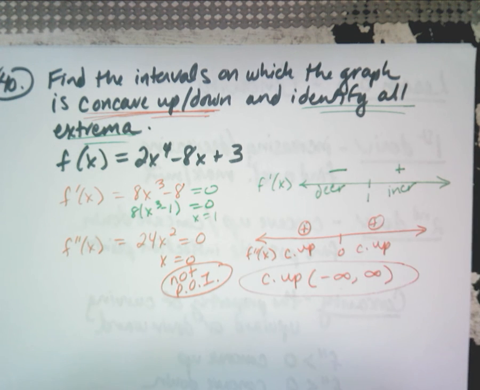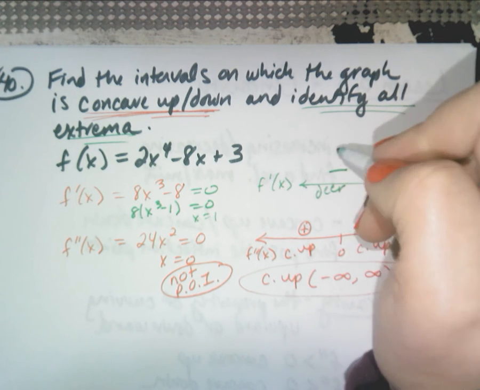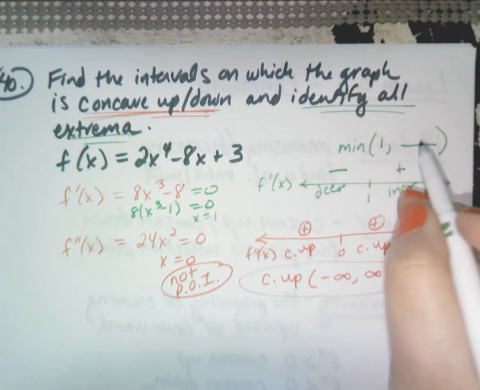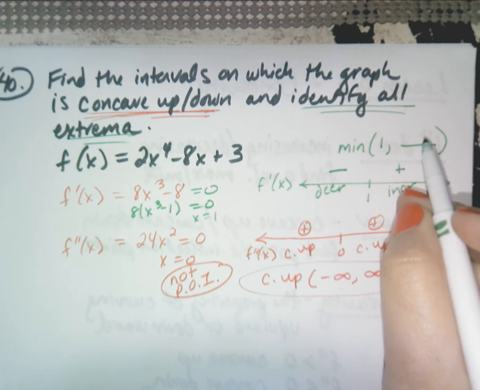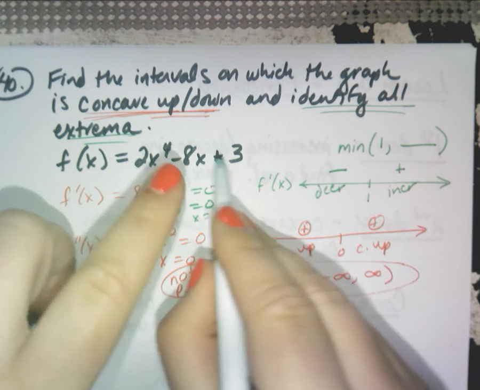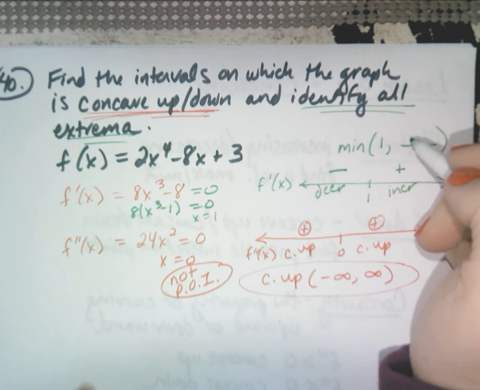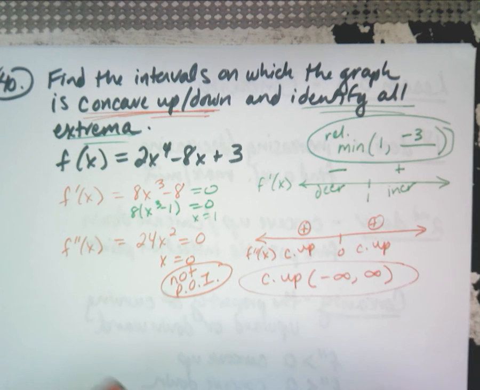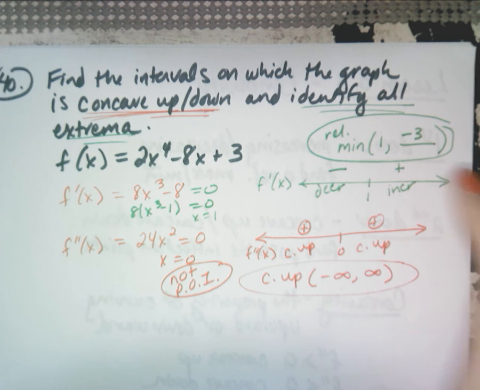Okay, ready? Watch my finger. If I start here and I decrease, then I increase. What is that? That's a minimum. So I have a min at 1 comma what? Where do I find that? Plug it into the original. So 2 minus 8 plus 3. There is one relative min at (1, -3).